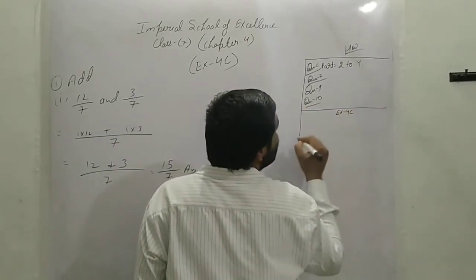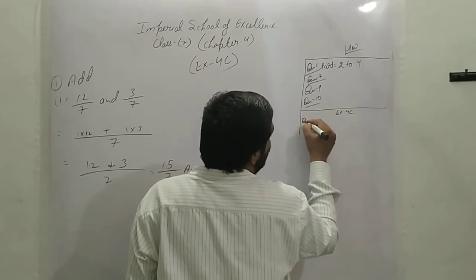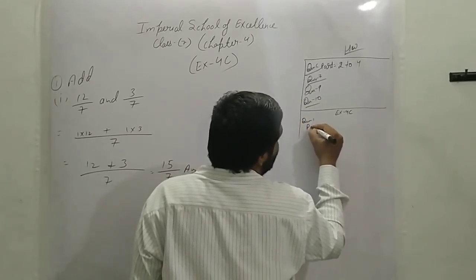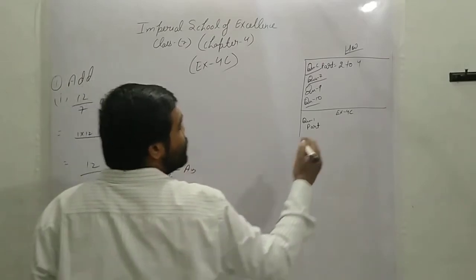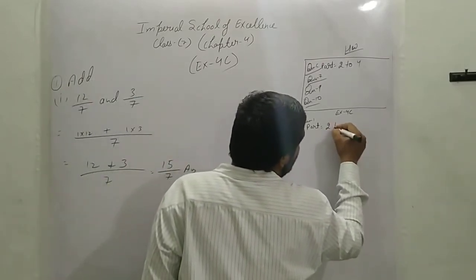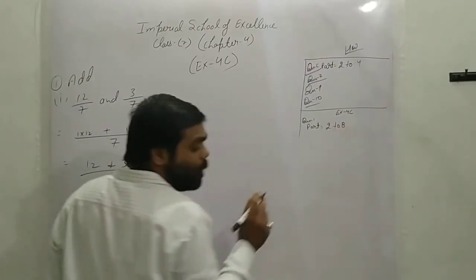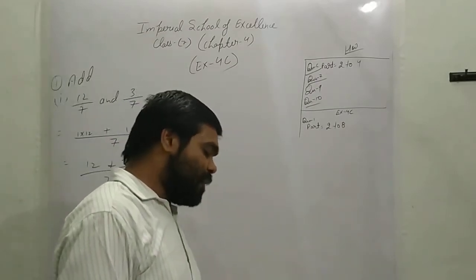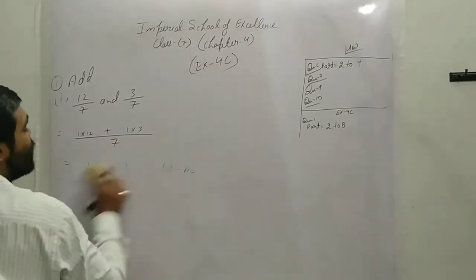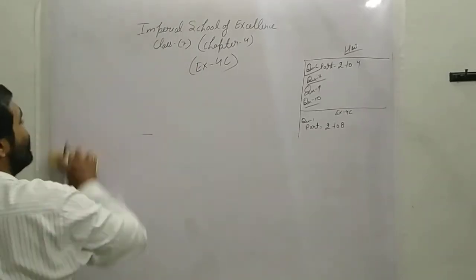Exercise 4C, question number 1, parts 2 to 8. You have to do these by your own. They are very easy questions. You have to take only LCM and solve it. Now come to our second question. The second question is given to you.